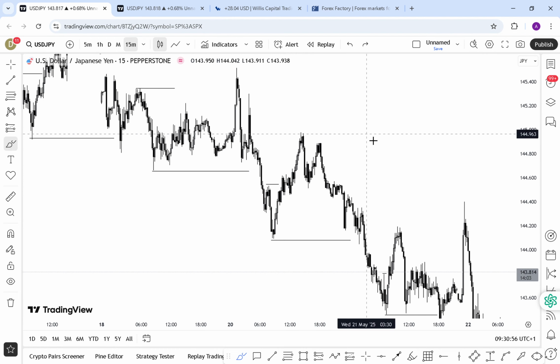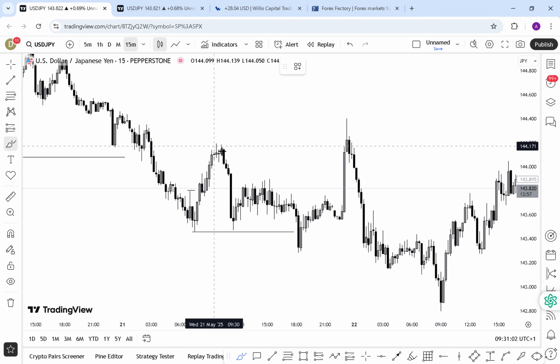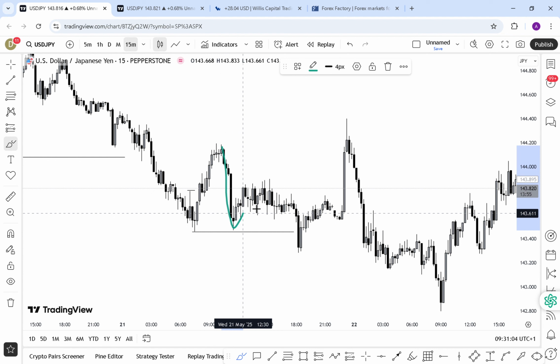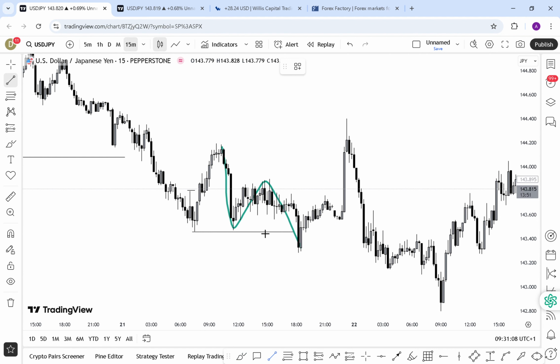So let's go and see what the market did here. Look at this. After break of structure, what do we have here? We have something like this, push down, attempt, the market drops. So it means that this is our liquidity zone.